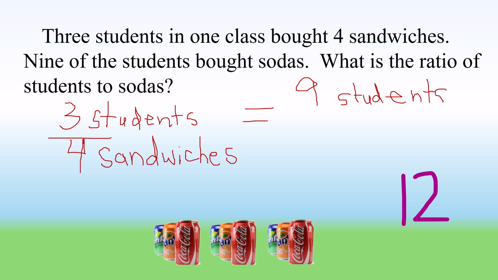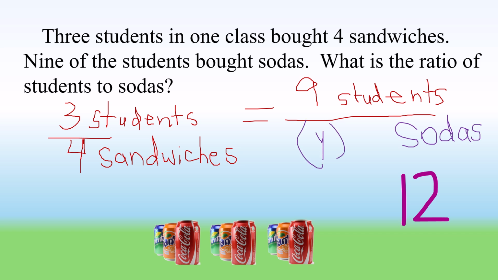What is the ratio of students to sodas? Well, these are sandwiches, these are sodas. And you have your answer. It's 12. But I put y here before, remember? So that you could go 3y equals 36. That's how you do your problems.